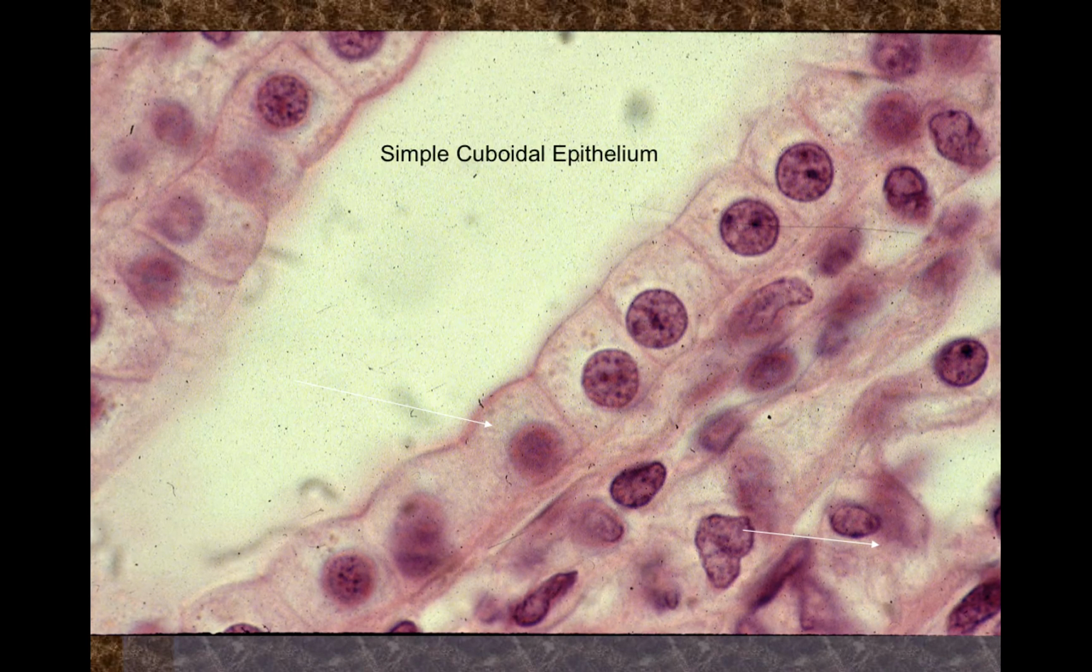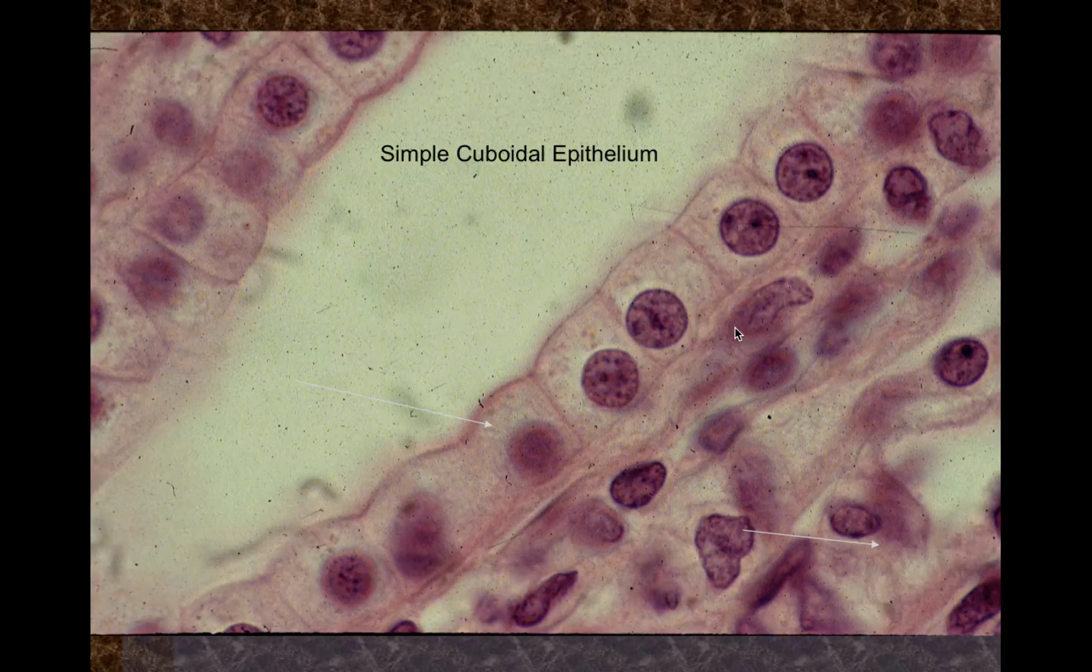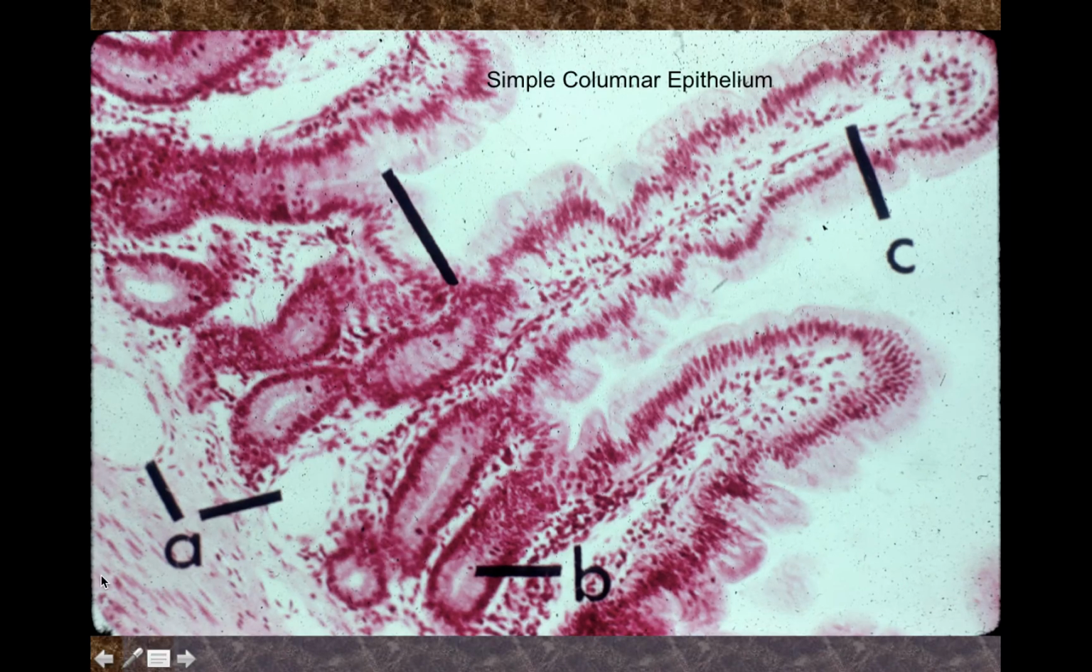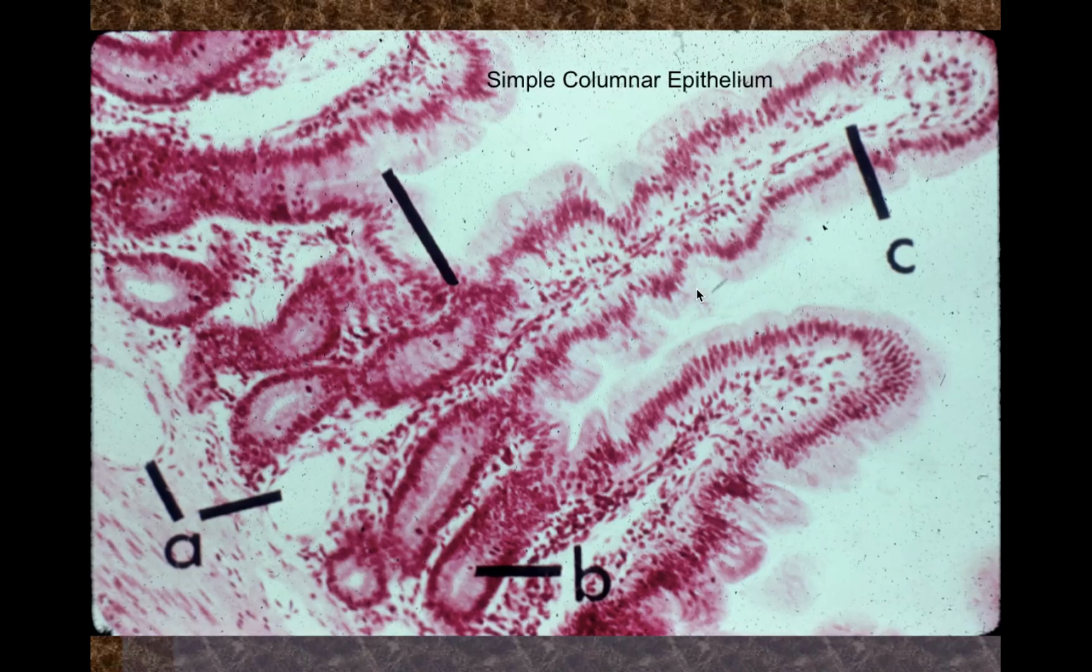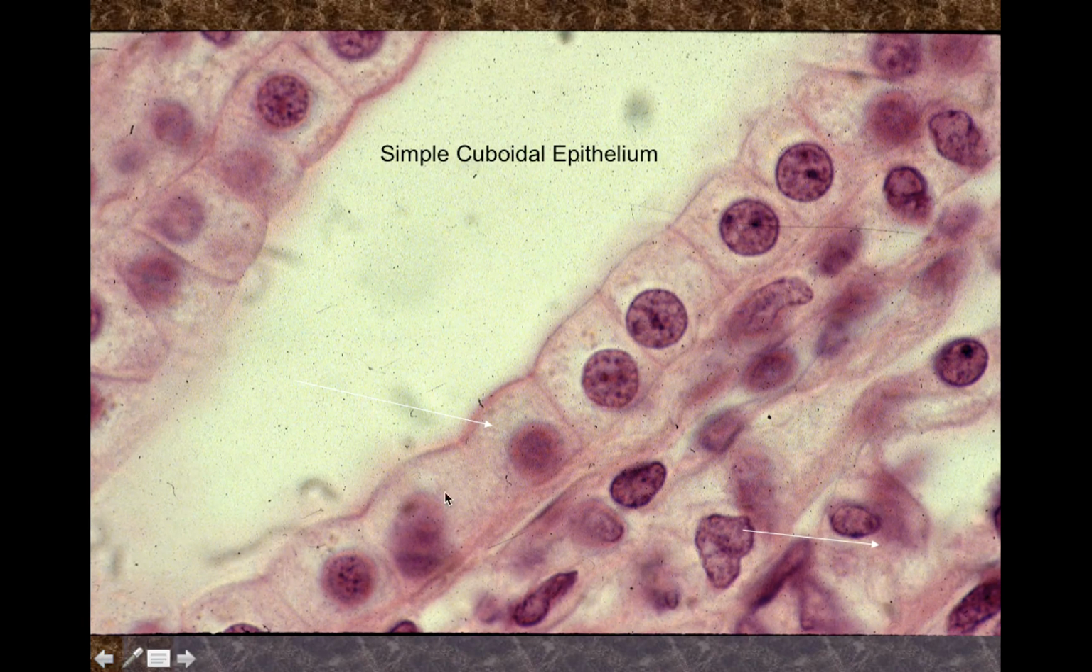Simple cuboidal epithelial tissue is cube-shaped. And so you can see, let's go back. You can see that these cells have kind of a cube-shaped feature, right? And underneath, whoops, let's do it again. Sorry about that. Underneath it, we have a basement membrane. Now, because this is relatively high power, this basement membrane is fairly obvious.